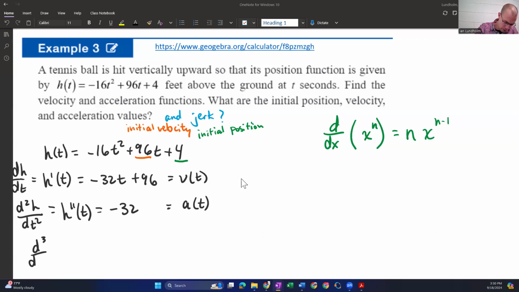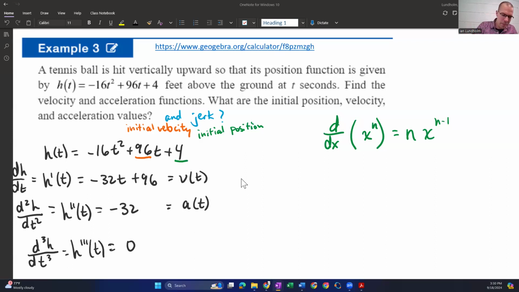If we go to a third derivative, it would look like this. Oh, shoot. Forgot to write the h. There we go. dt cubed. Yikes. There we go. It would be h triple prime. This one would just turn out to be plain old 0.